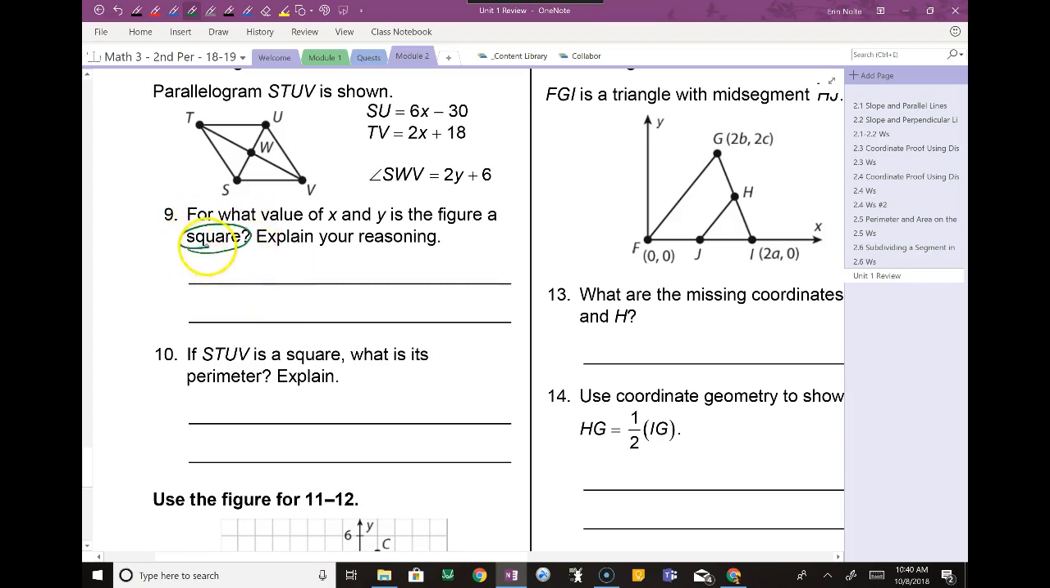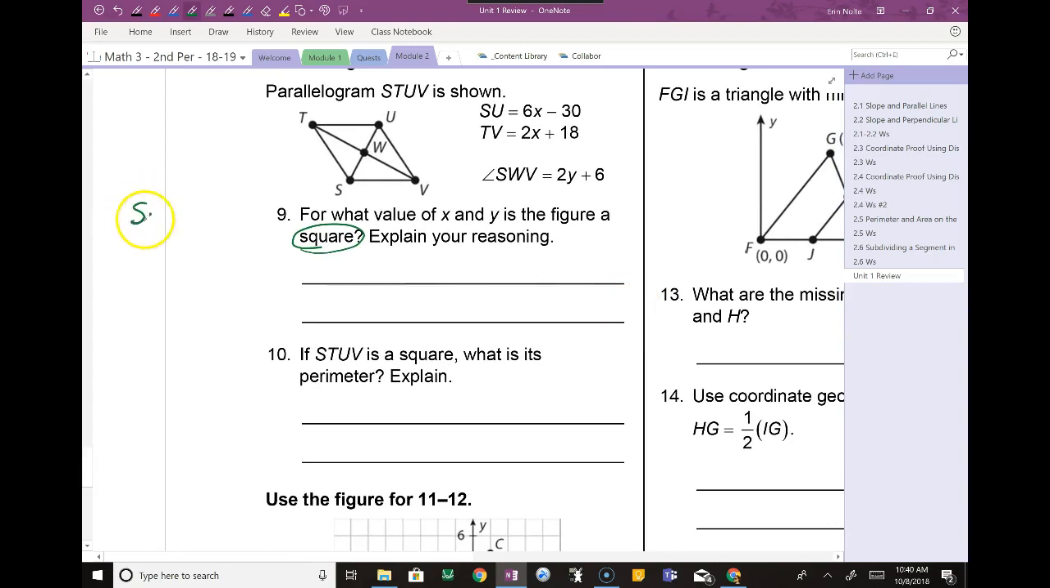So they say specifically a square. So if we are working with a square and we're talking about diagonals, here's another fact. We're working with a square, diagonals are congruent, and because all 4 sides are the same, they're also going to be perpendicular. So this angle that they're talking about, SWV, is a perpendicular or a 90-degree angle.